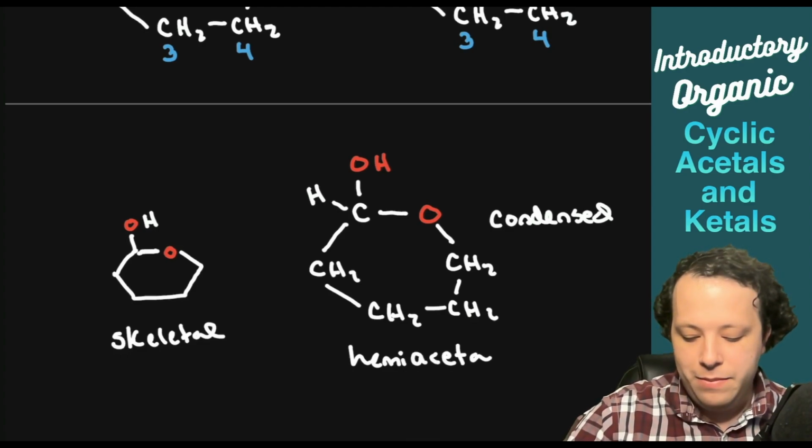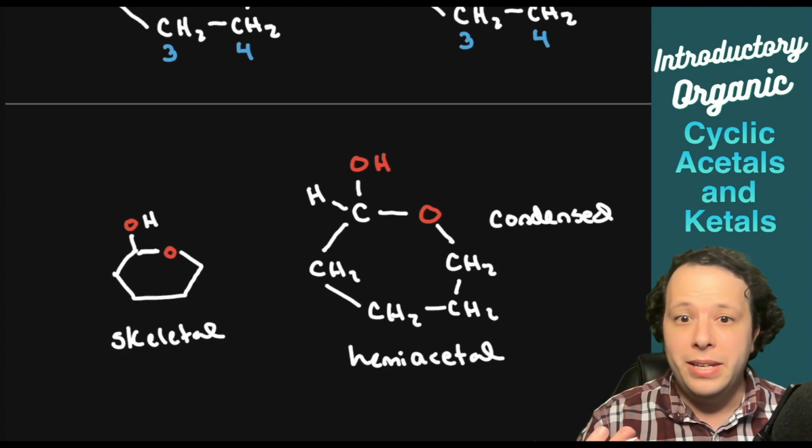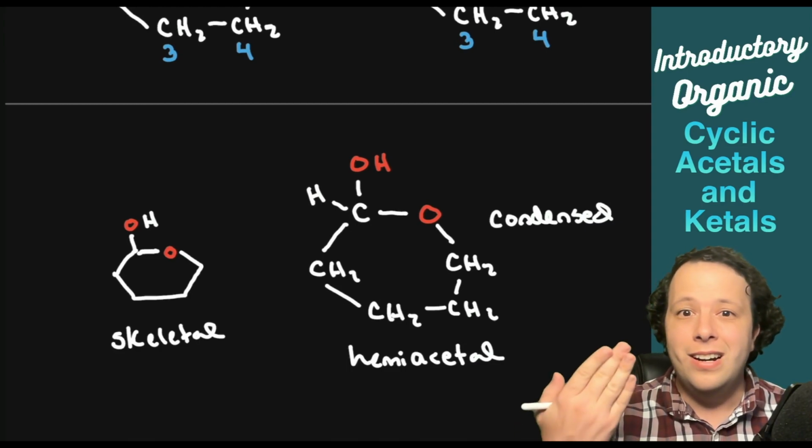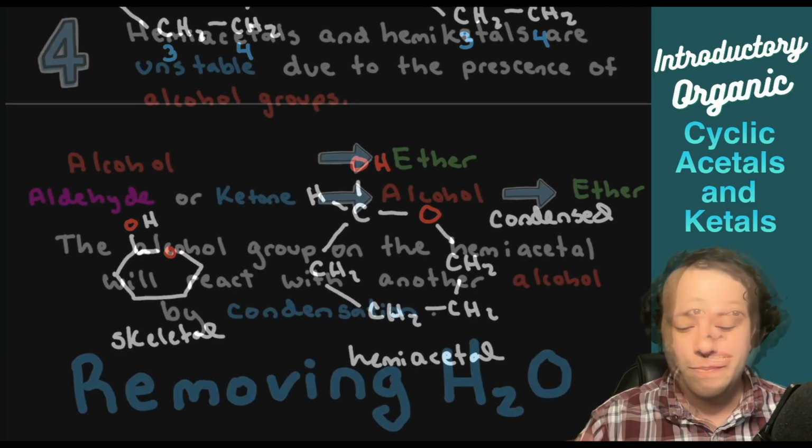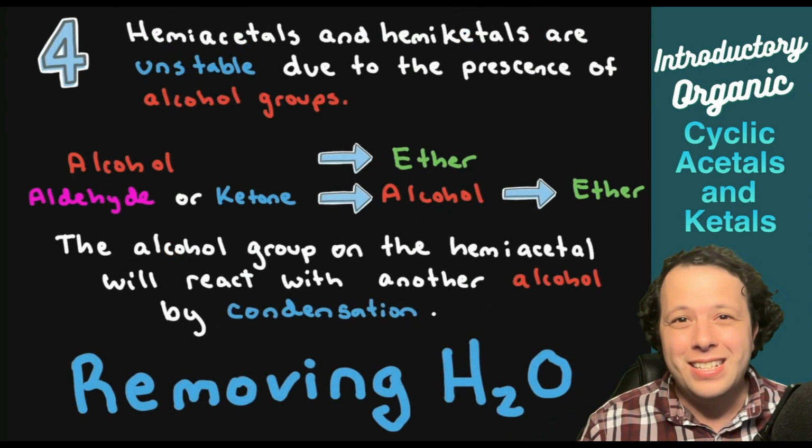So the same exact reaction would occur if you do a hemiketal. We'll show that in this video as well. I'll do an example of that. So let's take a look at the final step if you want to make this an acetal. Step 4. Hemiacetals and hemiketals are unstable due to the presence of alcohol groups.